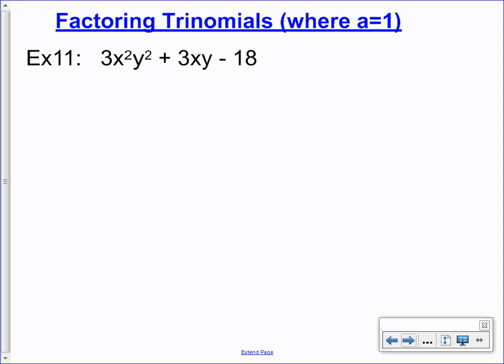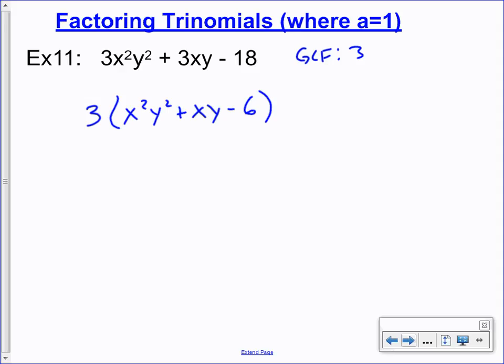What? That's a GCF! That's right, take it out. What's the GCF, by the way? 3. Yes. So we would take out the 3. Then we're left with x squared y squared plus, but there's no xy for 18. Minus 6. Like that? Okay.